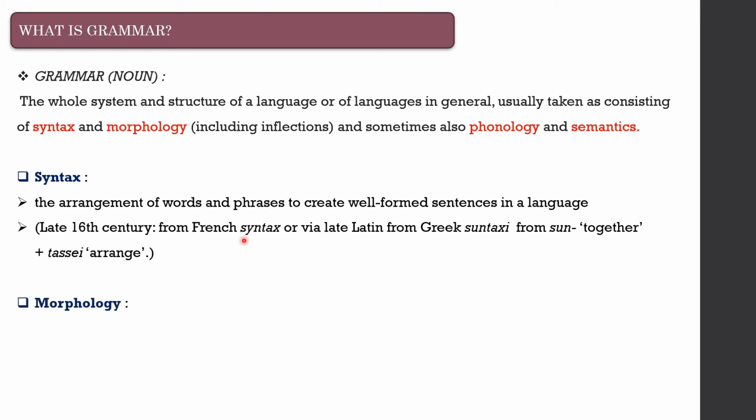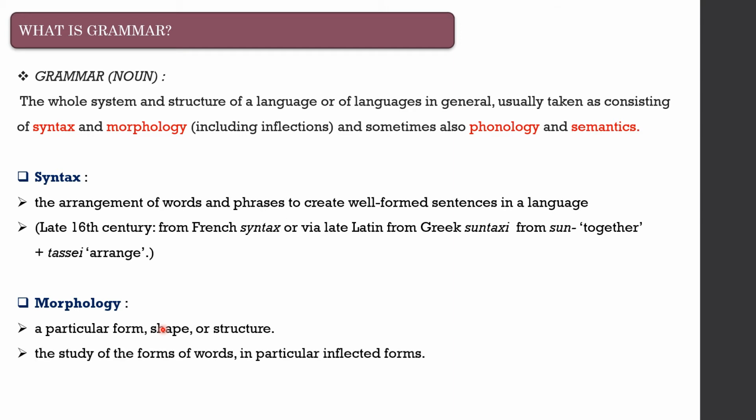Next one is morphology. We will see a particular form, shape, or structure. Morphology is the study of the form of words in particular inflected forms. A particular form, shape, or structure, we can say morphology, right? We must know which shape comes where, which structure comes where. Structure means present, future, simple tense, past. This is called structure. We must know what sentence you want to use.